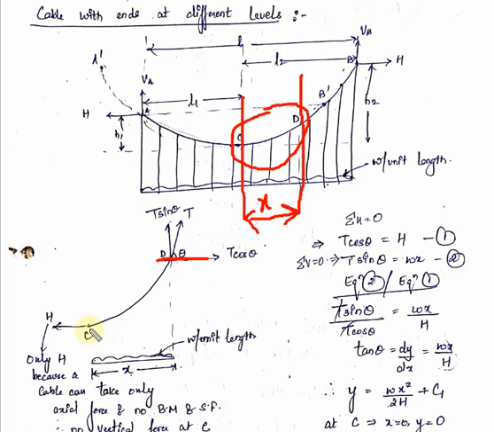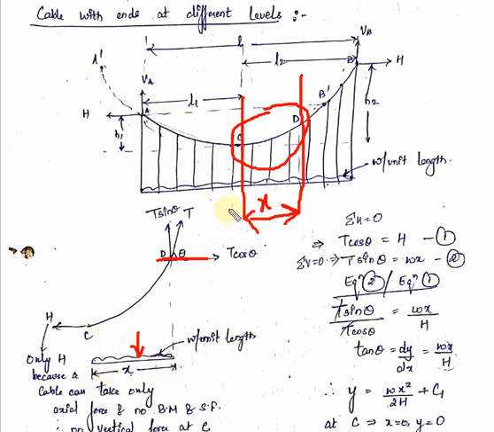Similarly, at point C, C is your deepest point. At point C, there is no vertical force, since we know that in a cable no bending moment and shear force are produced. Therefore, there will be no vertical force at C, but there will be only one force, that is your horizontal thrust. One more load is acting here, and that is your UDL, which is acting in the downward direction, and the length of this UDL is x.